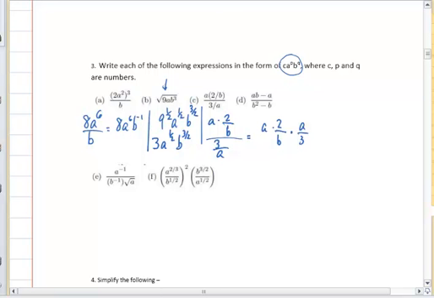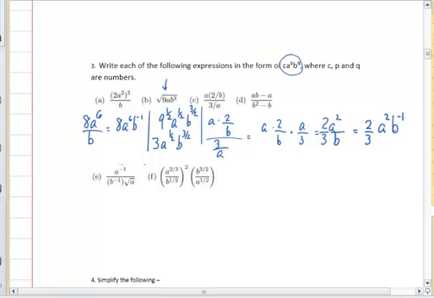So what we end up getting is a squared, I'm going to put the 2/3 out in front, and the b is in the bottom. So now I have 2/3 as my c value. I have a squared, and I have b to the negative 1st.